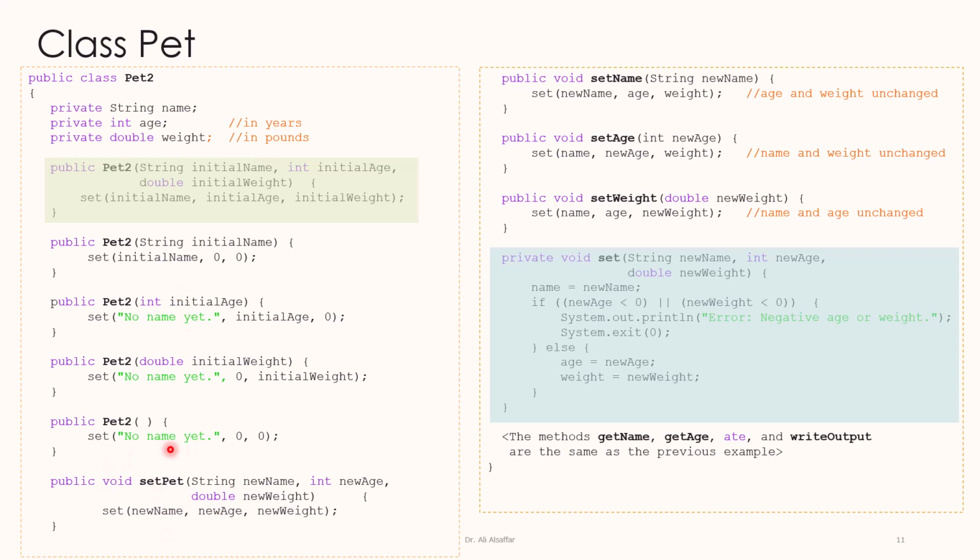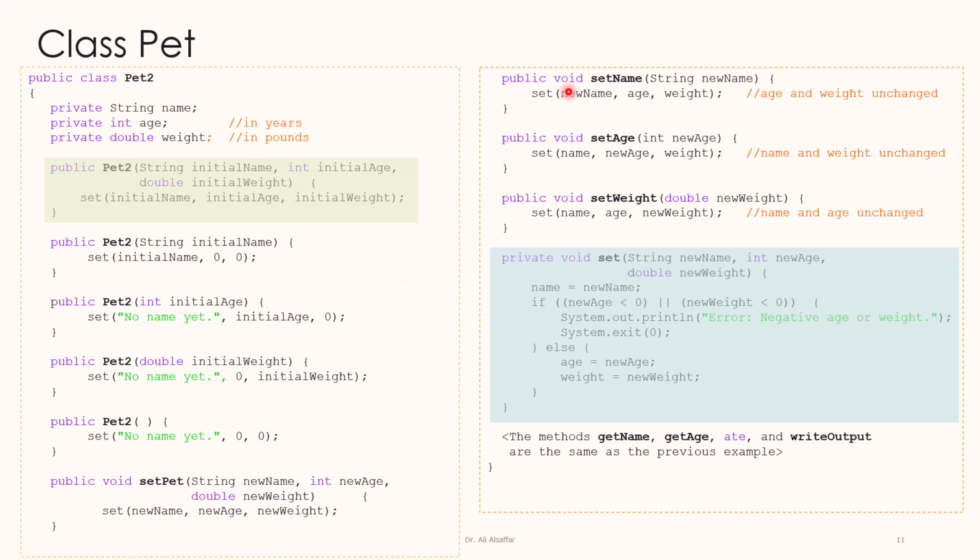Now look at setPet, which is the public method that we had before. Still, it is using set, so it is the same code that we are using for the constructor that we are using for setPet. But the constructor, remember, is called when you create the object, whereas with setPet, you can change the name, age, and weight of a pet after you create the object.